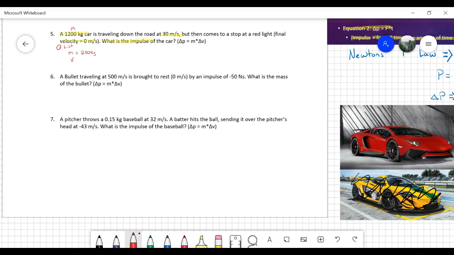Our initial velocity is this number, because that's what it starts at. We're starting at 30 meters every second. But then it comes to a stop. Okay, so at the end it is at 0 meters per second. And the question is asking what is the impulse. Alright, sounds straightforward enough. Here is our equation. Delta P is equal to mass times change in velocity. But remember, this expression is the same thing as writing this.